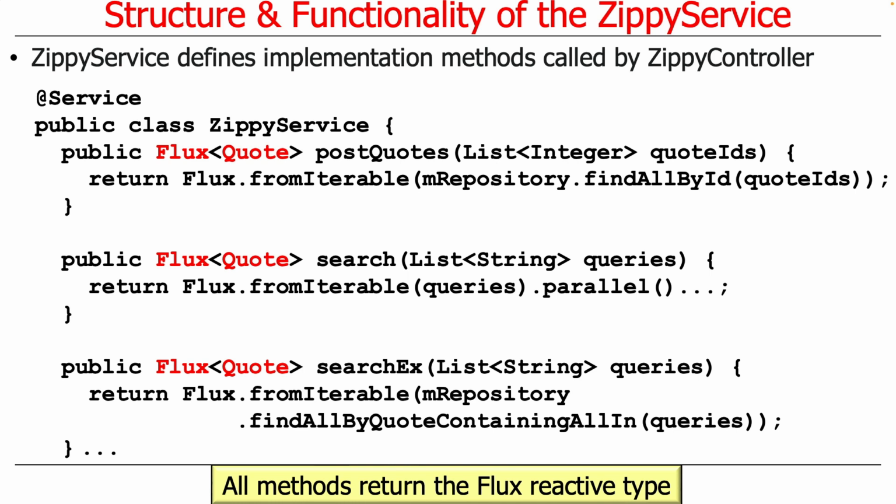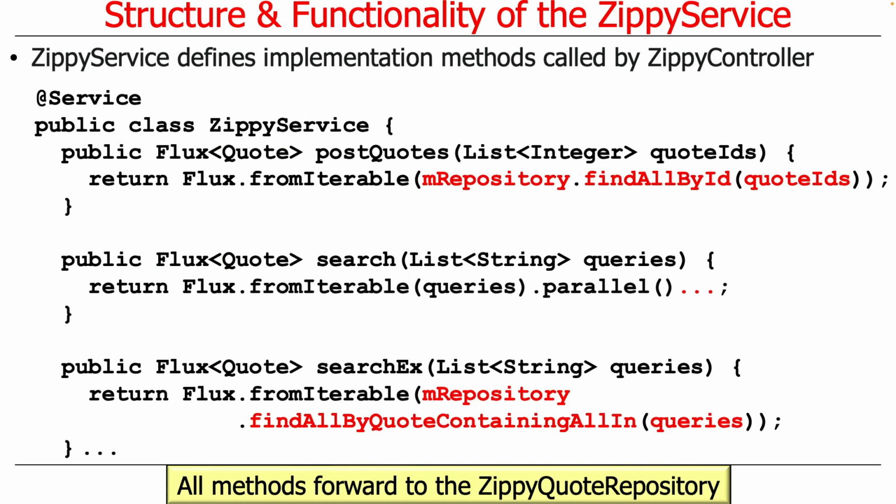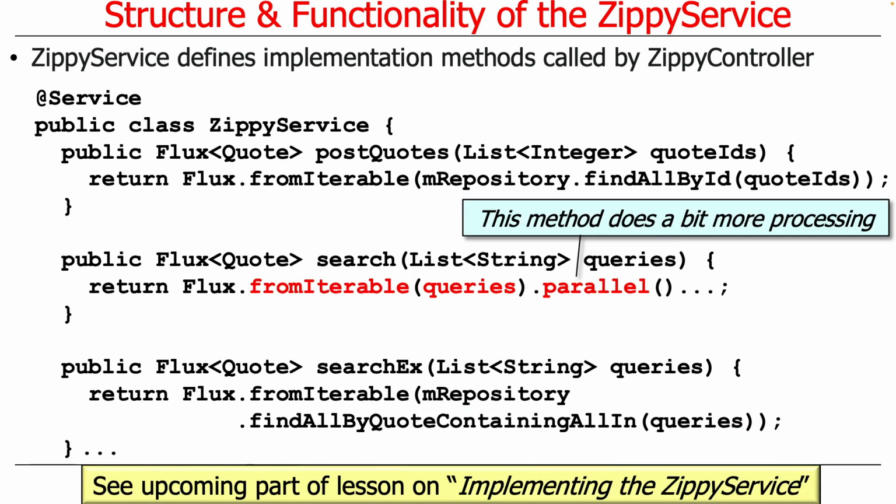The difference being that they're returning the Flux reactive types as opposed to lists, and we'll talk about that in a second. As you can see, they're making calls to the Zippy quote repository to do synchronous JPA invocations to get the access in a synchronous way. And you'll notice if you were to look at these implementations, all these calls return lists of quotes that match whatever we were querying or looking things up by. This method here does a little bit more processing. We'll take a look at that when we walk through the code. It's very similar to your database method that does the same kind of thing.